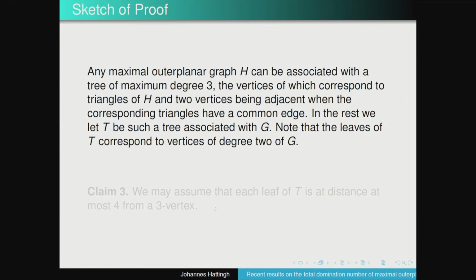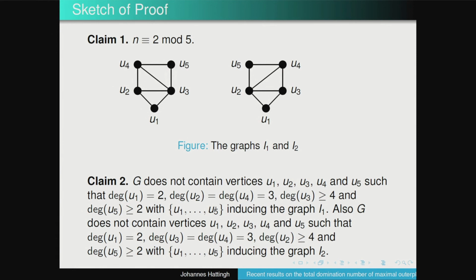Okay, so for example here, you'll have a vertex right there, and then you can actually put a vertex there, and a vertex there, and you'll just have a path of order 3. That's the tree corresponding to that maximal outerplanar graph. And you see that this triangle corresponds to that vertex of degree 2.